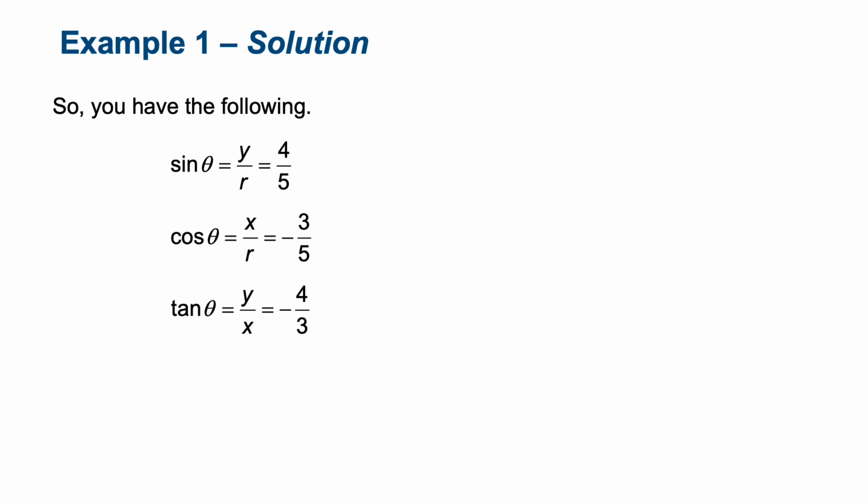We know that sine of theta is y over r. This is in general, not just the unit circle, which is why we have an r instead of a 1. For the unit circle, the radius is 1, so when we first introduced it, sine was just y and cosine was just x. But now we're extending it. So sine of theta is 4/5, cosine of theta is negative 3/5 because x is negative, and tangent of theta is y over x, negative 4/3, because x was negative.